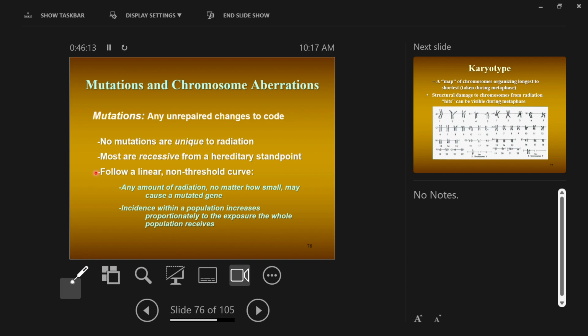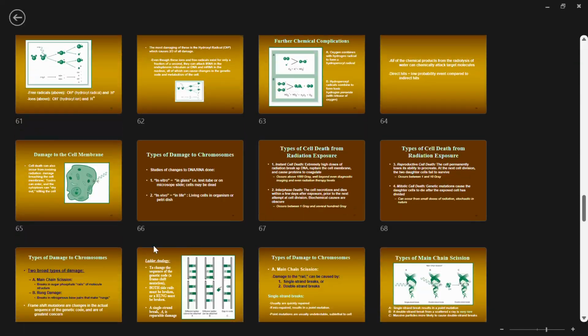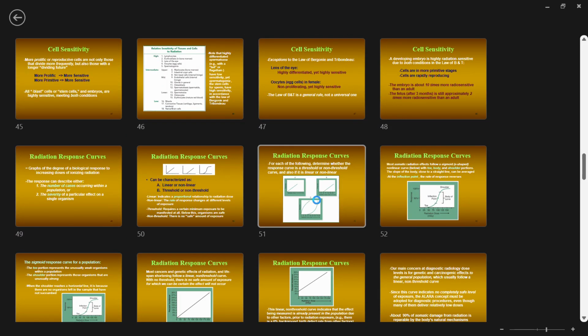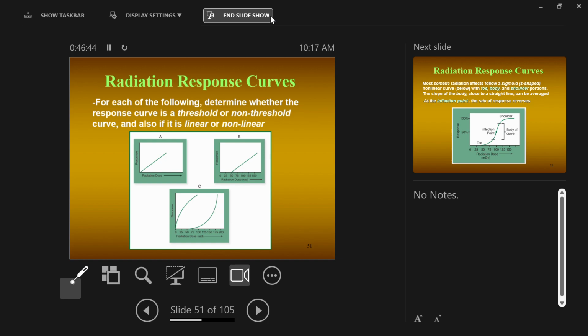The non-threshold part of it is there's no amount of dose that we say is safe. Any amount of radiation dose can manifest a mutation. So there you go. Any amount of radiation, no matter how small, can cause a mutated gene. The incidence within a population increases proportionately to the exposure that the whole population receives. The way this plots out on a graph is a linear graph with no threshold.